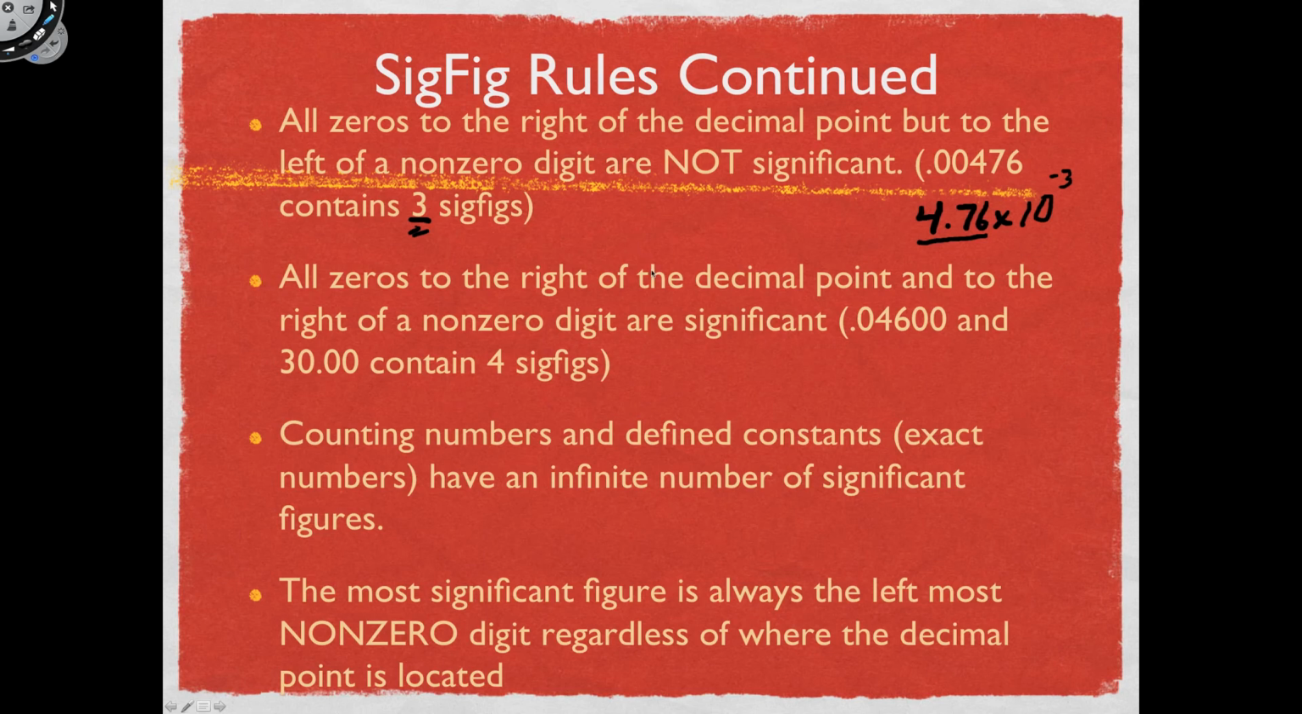All zeros to the right of the decimal point and to the right of a non-zero number are significant. So let's take a look at this number. The 4 and the 6 are significant because of rule 1, non-zeros. This 0 here, is it to the right of the decimal? Yes. Is it to the left of a non-zero number? Yes. So this guy is not significant because of this rule up here. Are these zeros to the right of the decimal? Yes, they are. Are they to the right of a non-zero number? Yes, they are to the right of the 6.